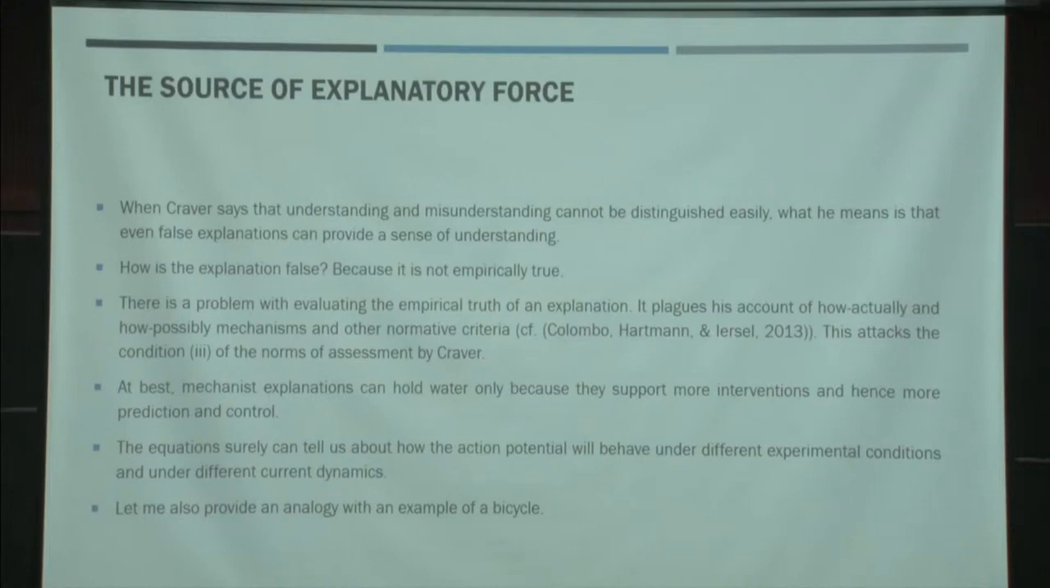But whatever problems plague this account of explanation, where we can't decide whether it's empirically true or not, the same problem affects Craver's account of mechanistic explanations as well. For example, the authors Colombo, Hartmann, and Yarkoni argue that scientists cannot really find out whether the particular mechanistic explanation they posited is true or not, because ultimately they evaluate the explanation based on its ability to predict and control the natural world.